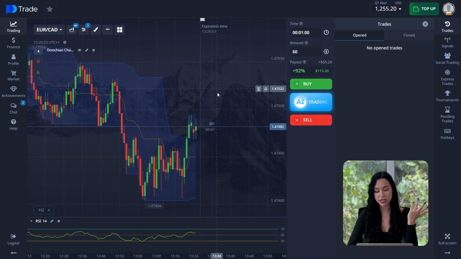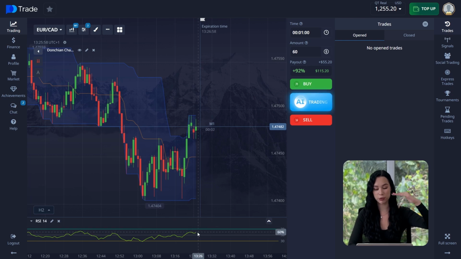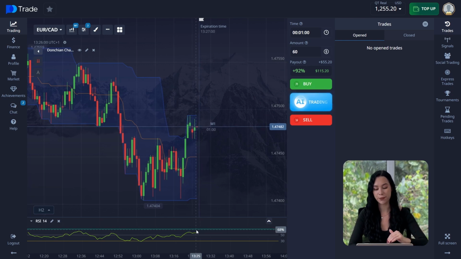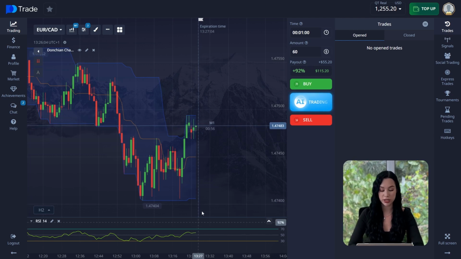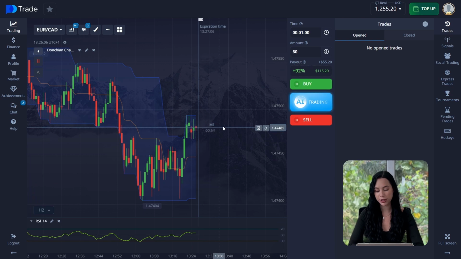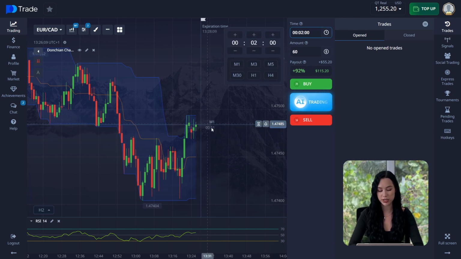Of course, the support and resistance levels are always changing, and sometimes the chart is just breaking the resistance level, for example, and going higher and higher. And every time it's creating a new support or resistance level. So we also need to be really careful about this, and that's why we also use the RSI indicator.